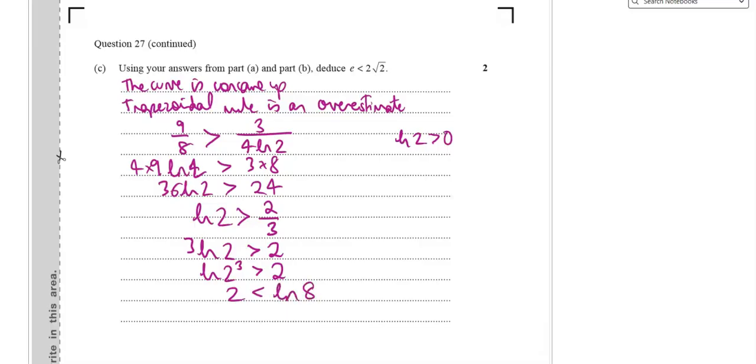I could raise both sides using e. e squared is less than 8, or e squared is less than 2√2 all squared. So e is less than 2√2.